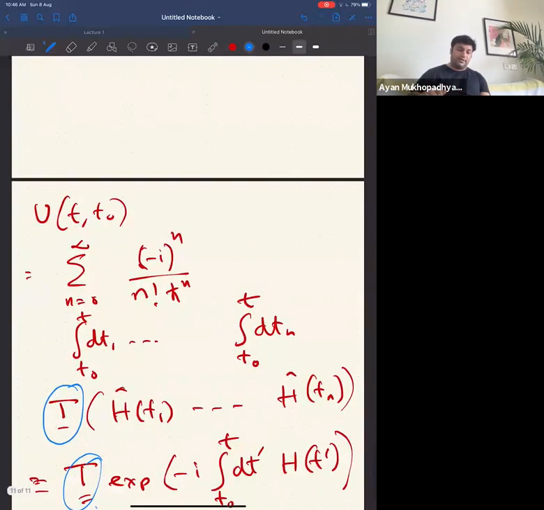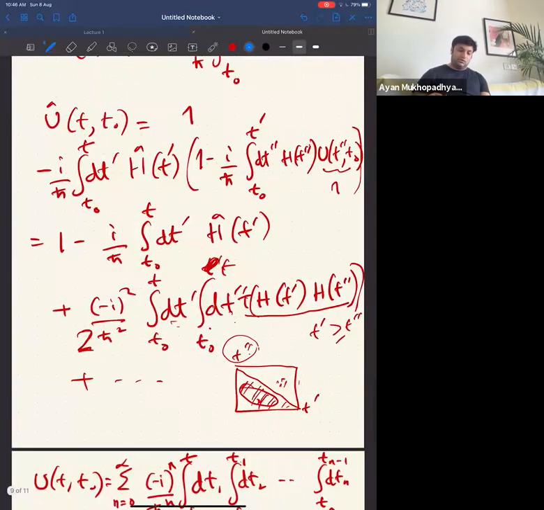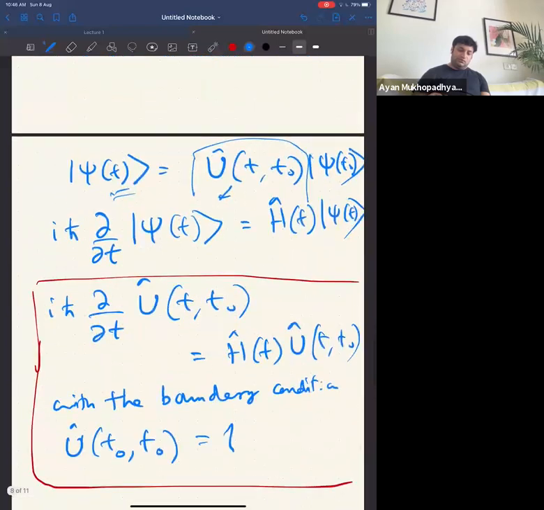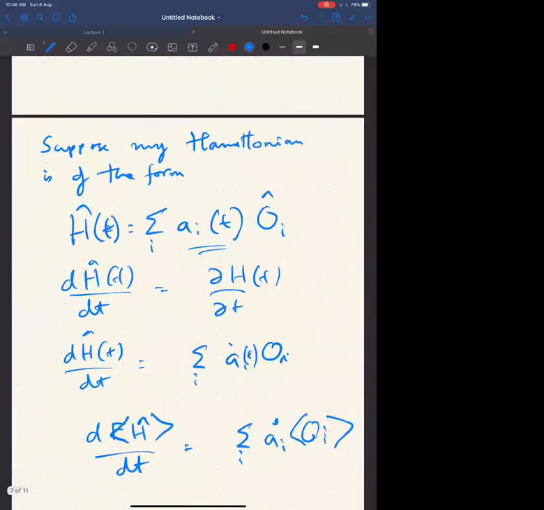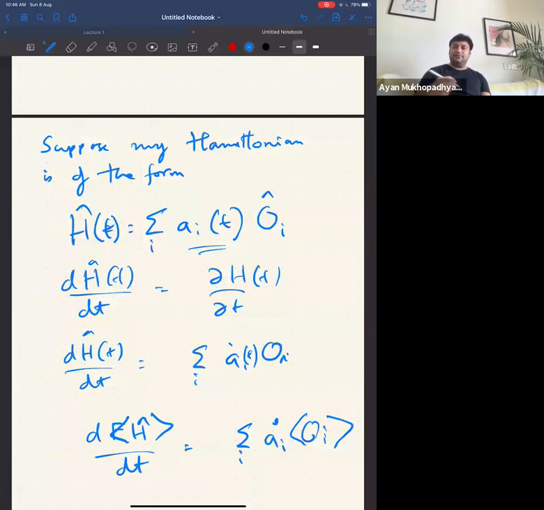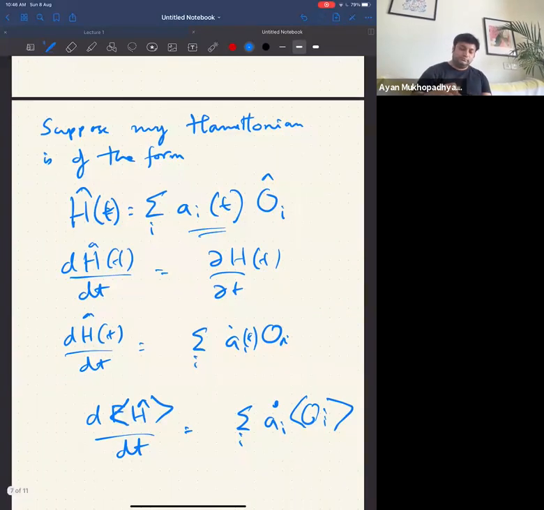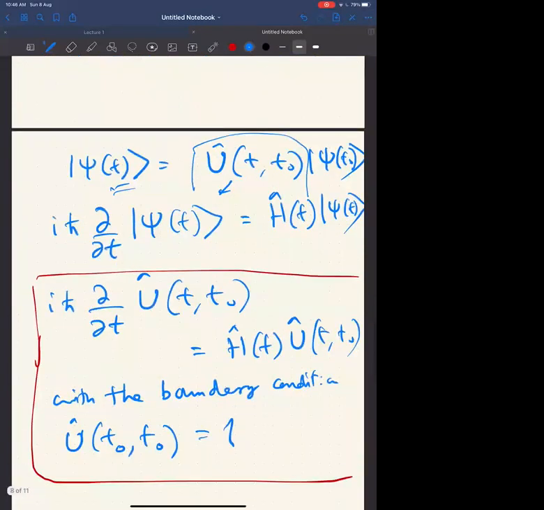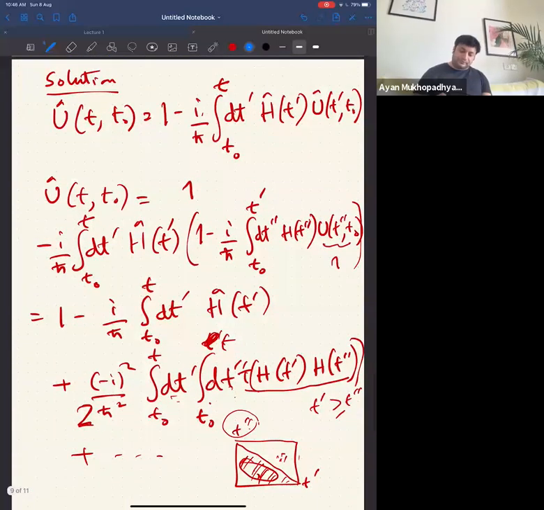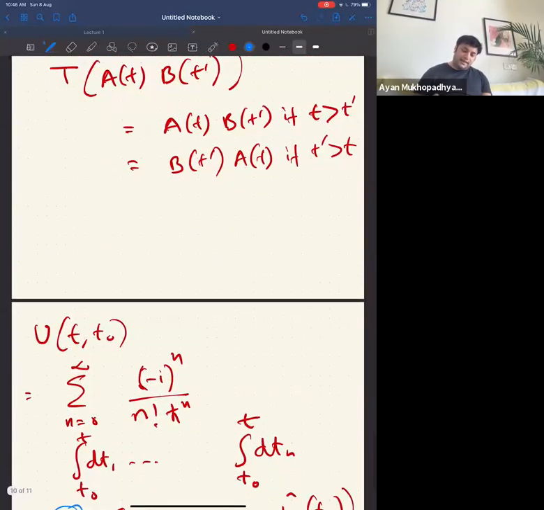Because these are different operators, right? As I said, h(t) is a sum over terms, so at different times you get different operators, and these need not commute. Therefore, I have to be careful about the ordering. If they commuted, I wouldn't have cared about the ordering. Okay, so this is what we have.